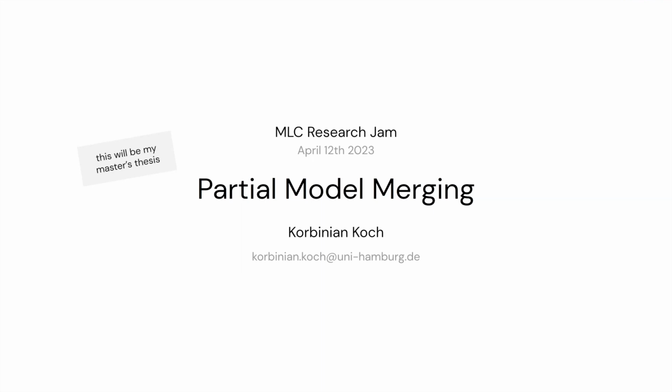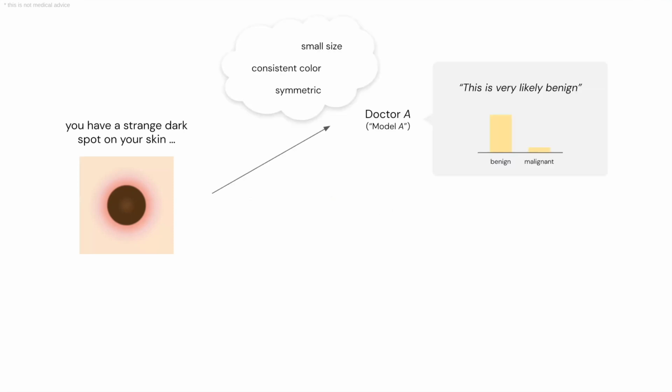So partial model merging already kind of gives away what this is going to be about. Nonetheless, I want to start with a really short primer on ensembling and model merging. So let's say you have some strange spot on your skin that you're worried about. You go to a doctor and tell them to look at it, and they say, okay, it's very likely benign, and they have some kind of concepts, like some rules or methods that they use to determine that. For example, they could say, okay, it has a small size, a consistent color, and it's symmetric. All of these speak for that spot being benign and not, for example, skin cancer.